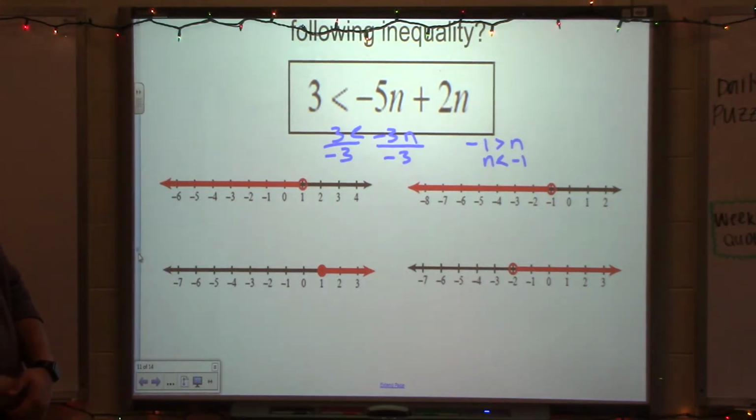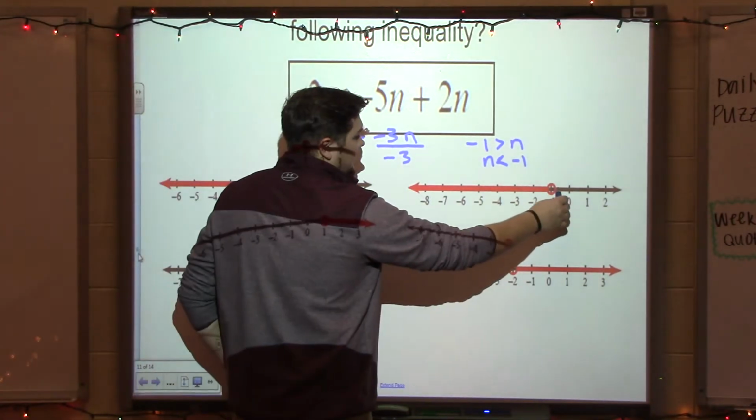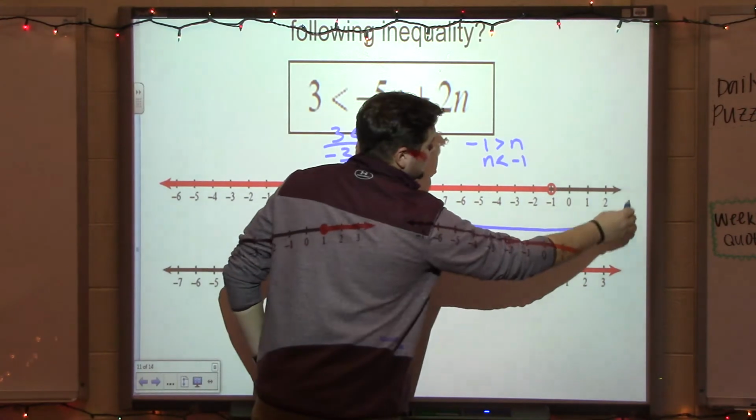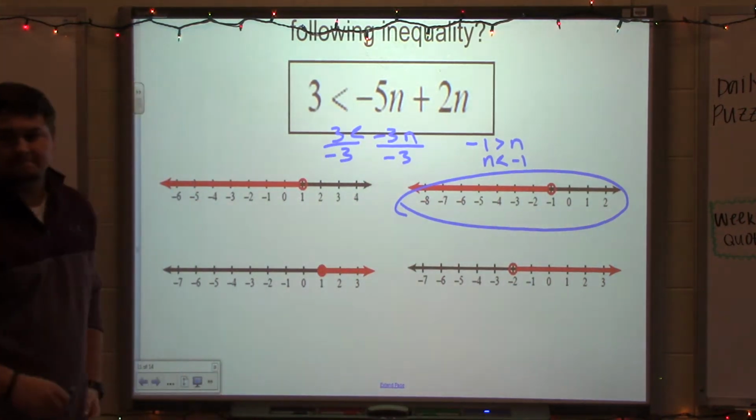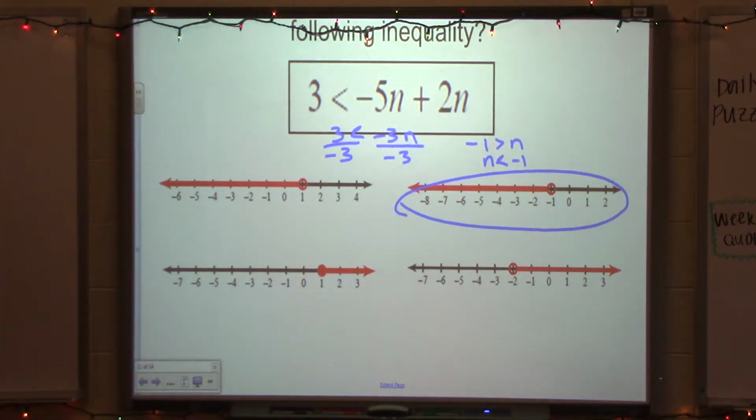Alright, well let's look at these. Which one is n is less than negative 1? Kenzie? Top right. Open circle at negative 1, going to the left. Top right. Try the second one. I'm going to do it on the board while you do it on your paper. We'll see how we do.